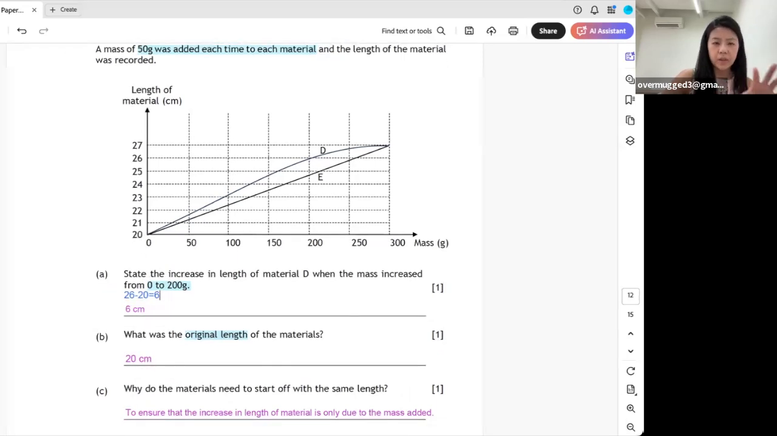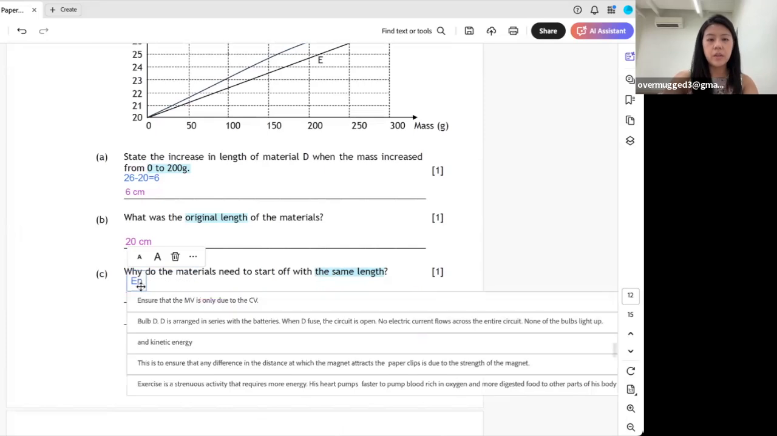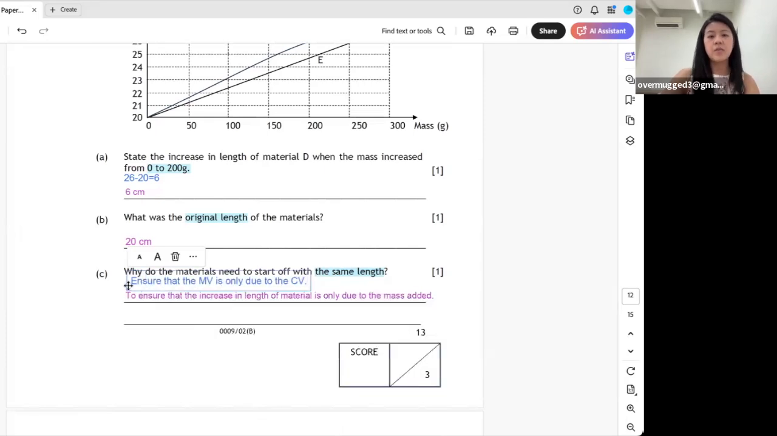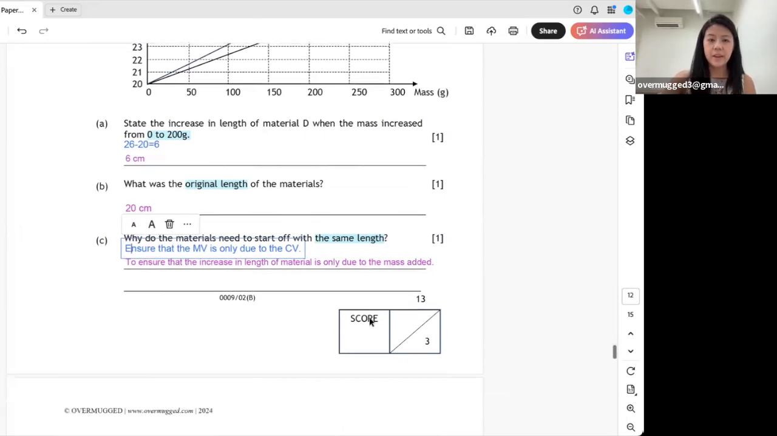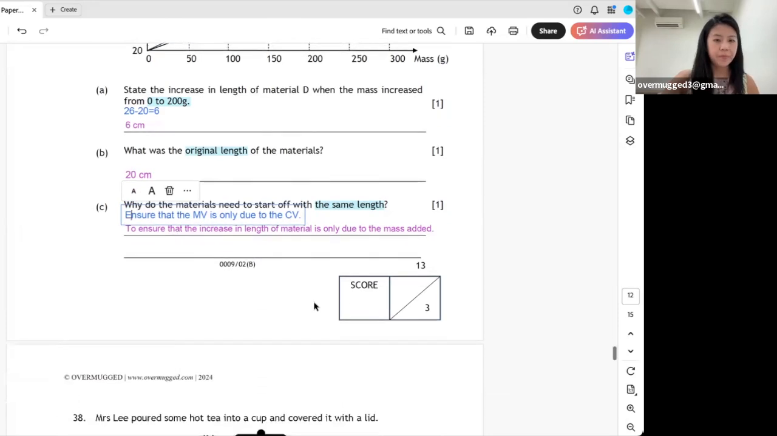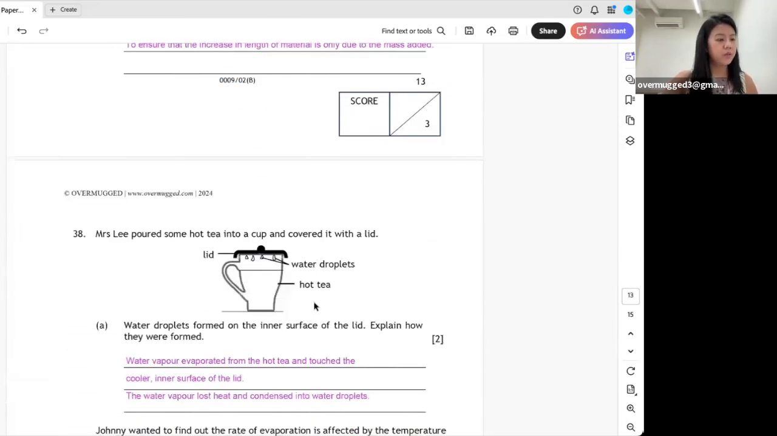Similar to one of the questions that we've asked just now, why do we need to start off with the same length? It is the question where you are asked to ensure that the MV is only due to the CV. Now, in this case, your MV is how much the length increases. Your CV is the mass that you're adding on, every 50 g. So to ensure that the increase in length of the material is only due to the mass added. Okay, and then we move on to 38.